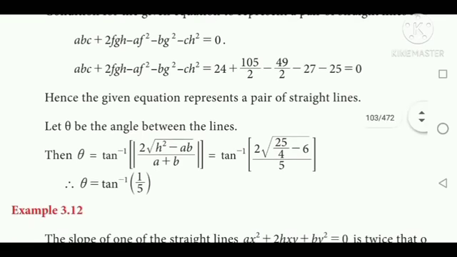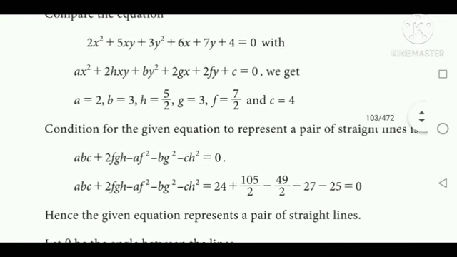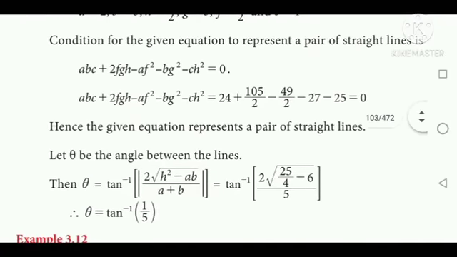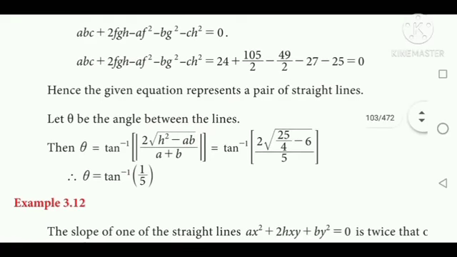After that we find theta, because in this question they are also asking for the angle between the lines. Therefore theta equal to tan inverse of modulus of 2 into root of h square minus ab divided by a plus b. Here h equal to 5 by 2, so h square becomes 25 by 4, minus ab equal to 6, divided by a plus b equal to 5. If you cancel these, you get theta equal to tan inverse 1 by 5.